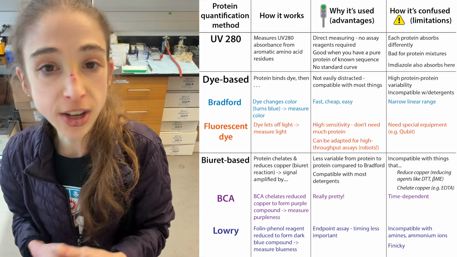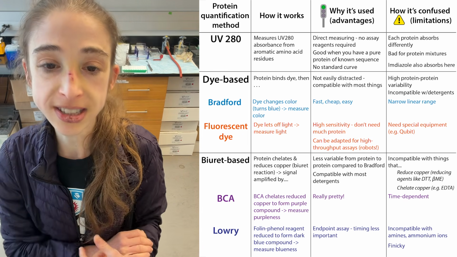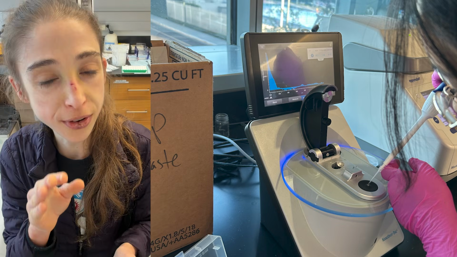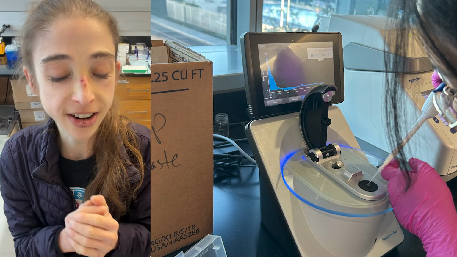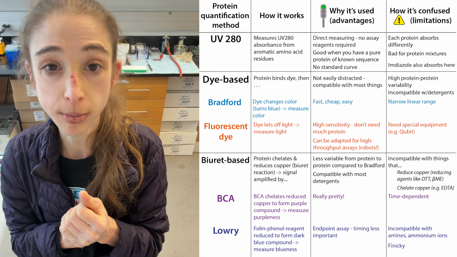But with the UV280, you don't need to be making any sort of standard curve. You just stick it in the spec, or you stick it on your NanoDrop, and be careful though with the NanoDrop because it's not that accurate. And then you want to use that in order to figure out the concentration of your protein.